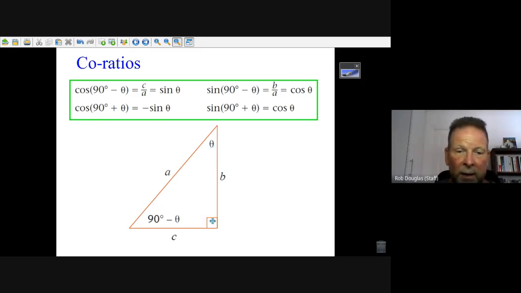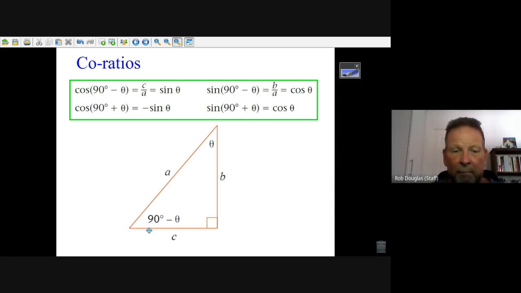The only thing this can be is 90 degrees minus theta, because when I go 90 degrees minus theta and add it to theta, the thetas cancel, I get 90, and 90 plus 90 is 180. So by the angles summing in a triangle, this has to be 90 degrees minus theta. Now let's take a look at this. What is the cosine of 90 degrees minus theta?